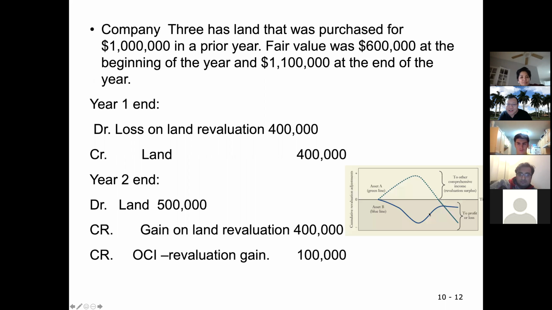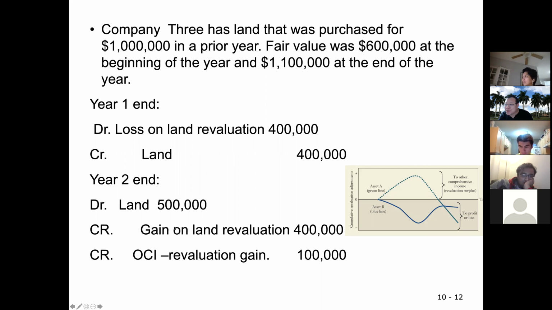So this is what happened. In the first year, you recognize a loss of 400,000. So you are in the pit. First, you have to get out of it. By recognizing a gain, this gain is allowed on the income statement because you recognized a loss previously on the income statement.